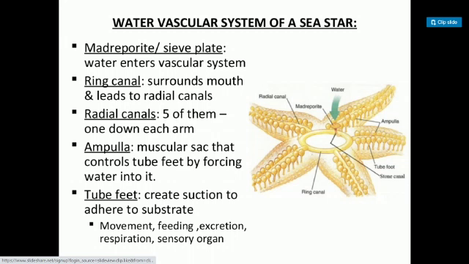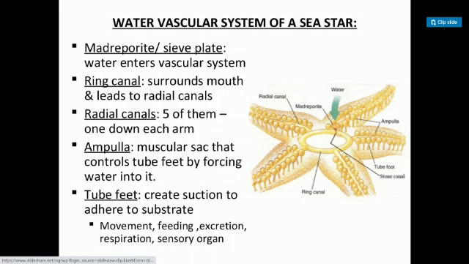Next is the ampulla, which is another character of their vascular system. That is the muscular sac that controls the tube foot by forcing water into it. The tube foot creates suction to adhere to the substrate. That's why the tube foot is not only for movement but also for feeding, excretion and respiration. And these tube feet also serve as sensory organs in echinoderms.